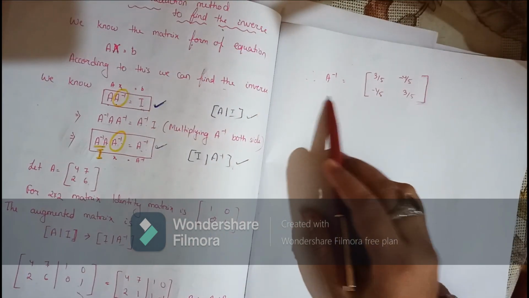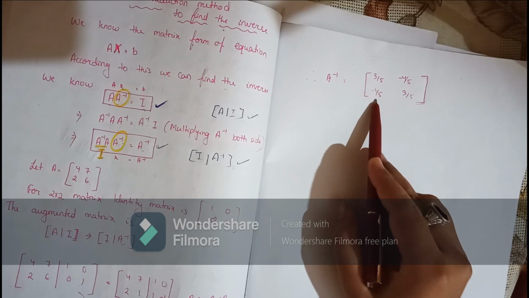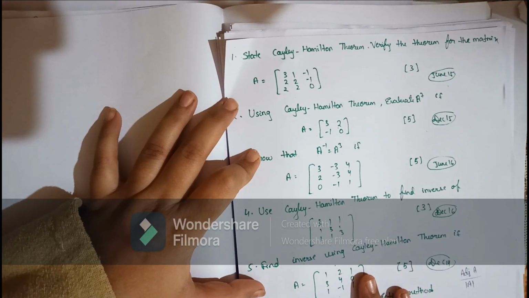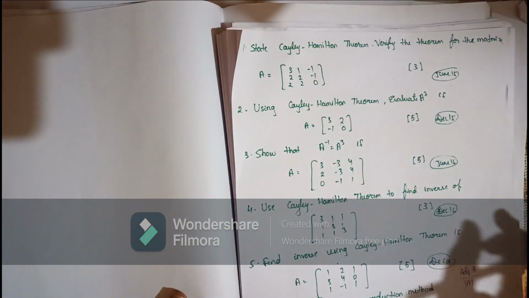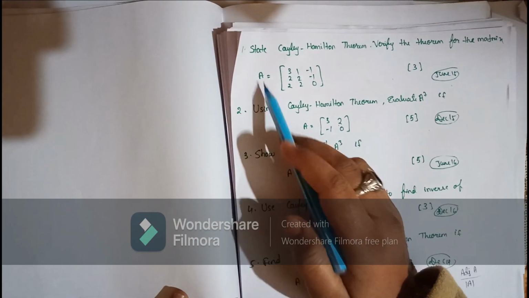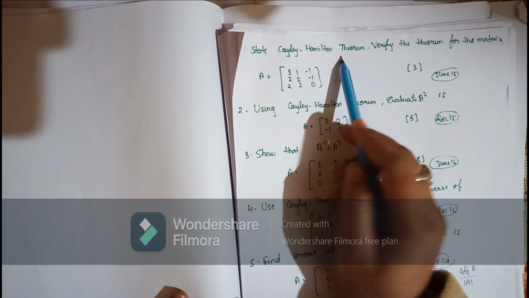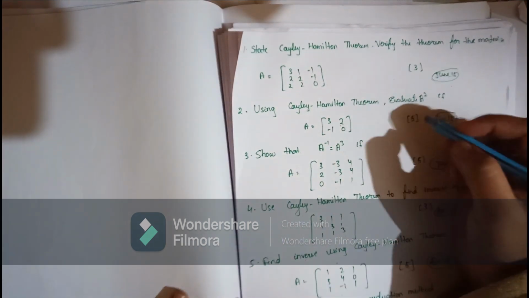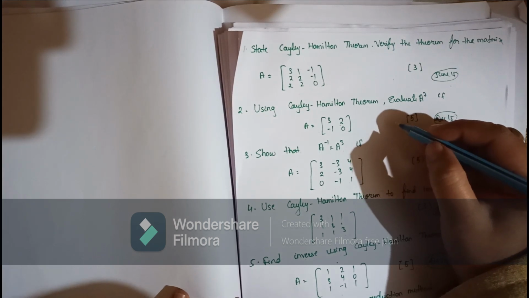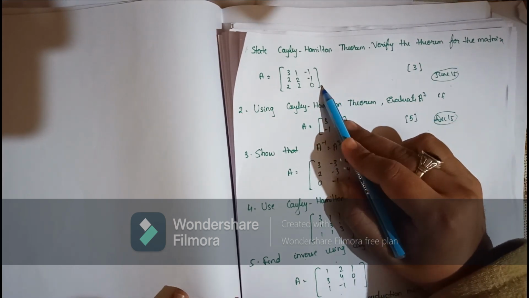A inverse is equal to 3 by 5, minus 4 by 5, minus 1 by 5, 3 by 5. This is another kind of question where we can find the powers of any matrix and the inverse of the matrix. So first question: state Cayley-Hamilton theorem and verify the theorem for the matrix. Normally, whenever the question is about finding the power of any matrix, we will use this Cayley-Hamilton theorem.